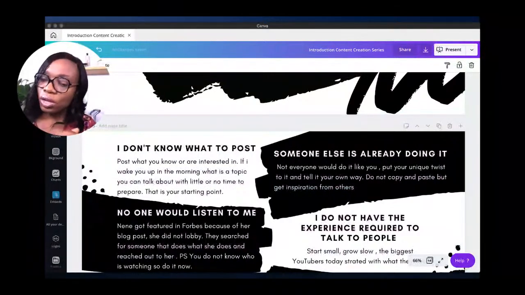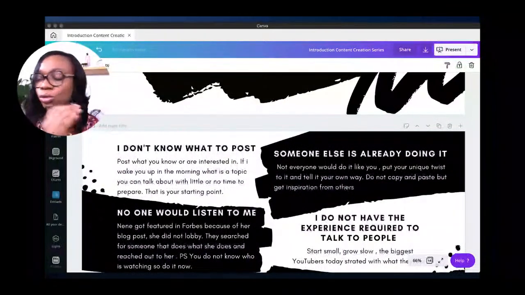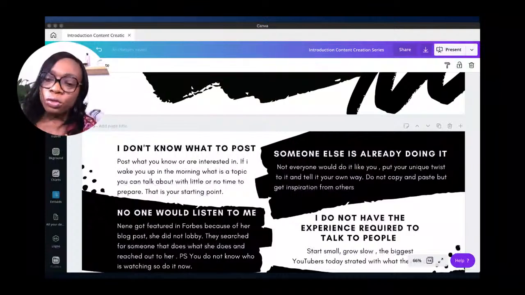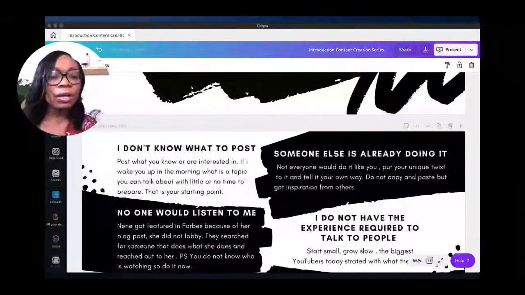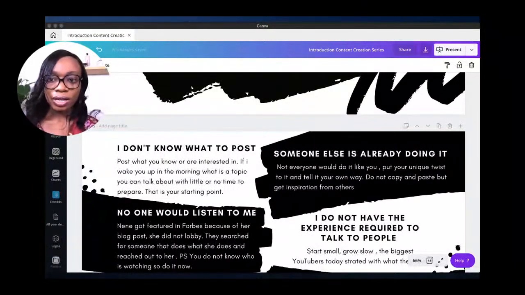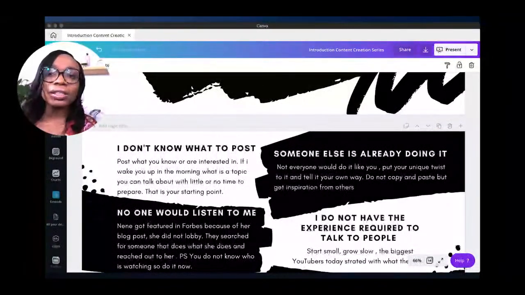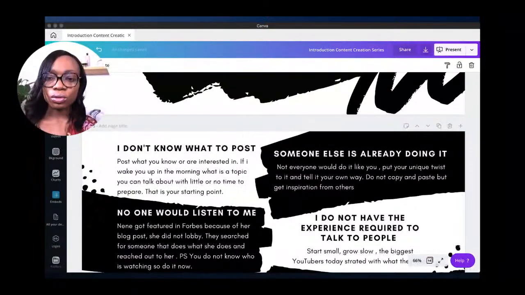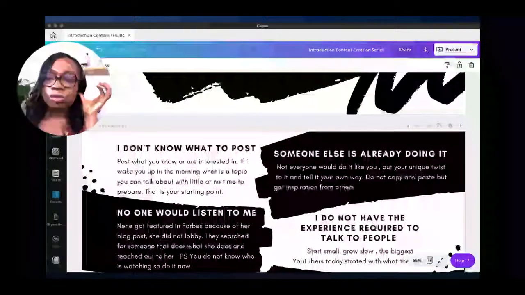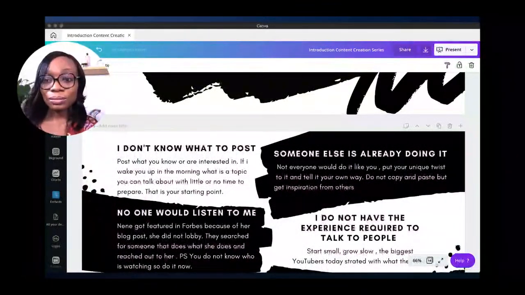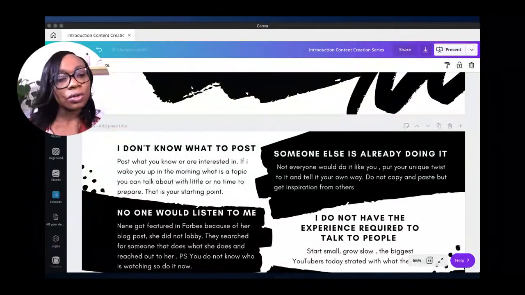So look at what other people are doing. Do not copy and paste. Put your unique twist to it just to get inspiration. A book I would recommend is Steal Like an Artist. And the writer said that when people are taking inspiration from others, your job is to steal, but like an artist. Don't go and copy everything they've done, but just get inspiration and see what you can get done from there.